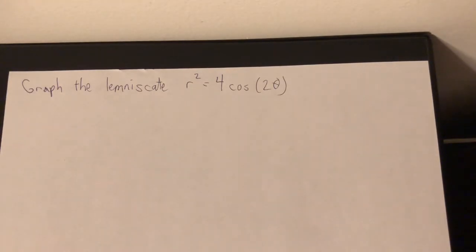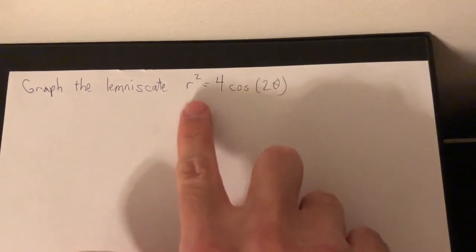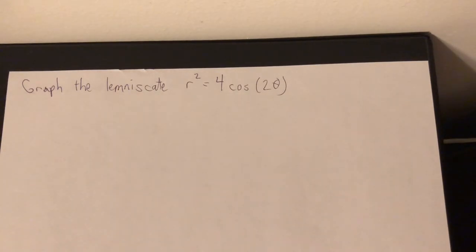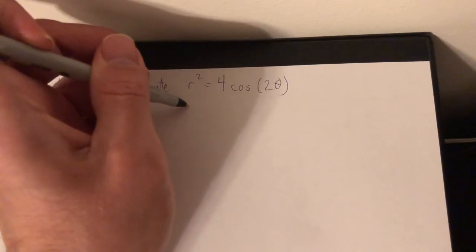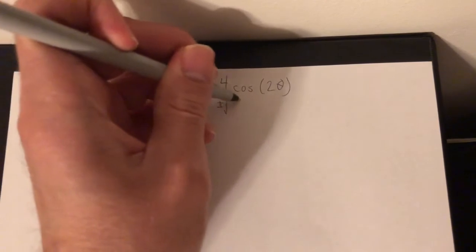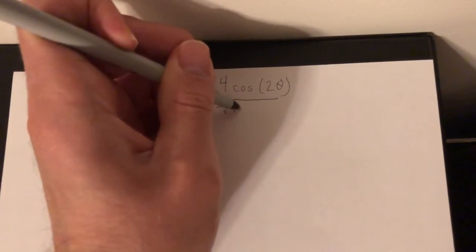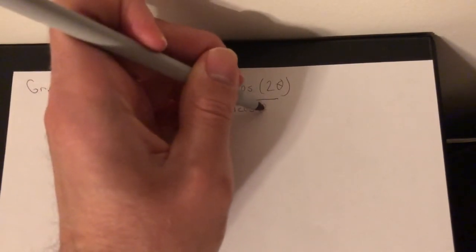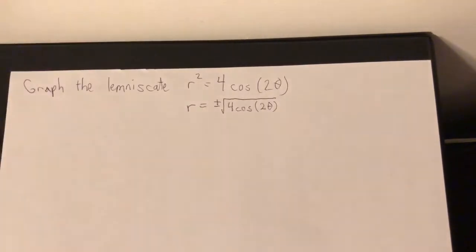So the last type of graph that we want to take a look at in this section is the lemniscate. And you'll notice that it looks a little bit different than some of the ones that we've looked at before, namely because we've got r squared on the left-hand side instead of just r. So what I'm going to do to start is note that ultimately, if I take the square root of both sides, we're going to be taking a look at r equals plus or minus the square root of 4 cosine of 2 theta.